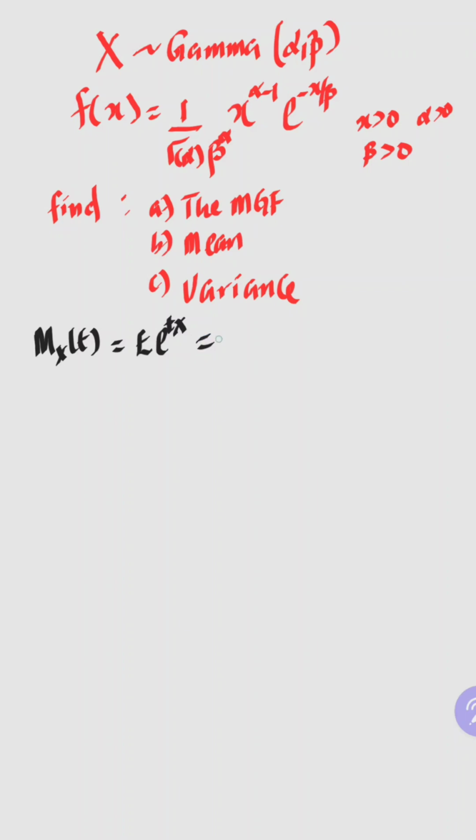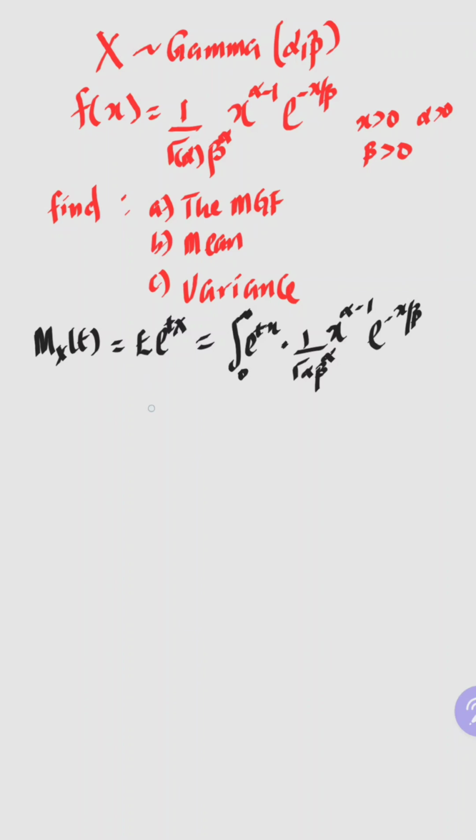Don't forget that this is a continuous distribution. So we have that to be the integral of e to the power of tx, from 0 to infinity, looking at the constraint, times the PDF of the gamma distribution: 1 over gamma of alpha, beta to the power of alpha, x to the power of alpha minus 1, exponential negative x over beta.